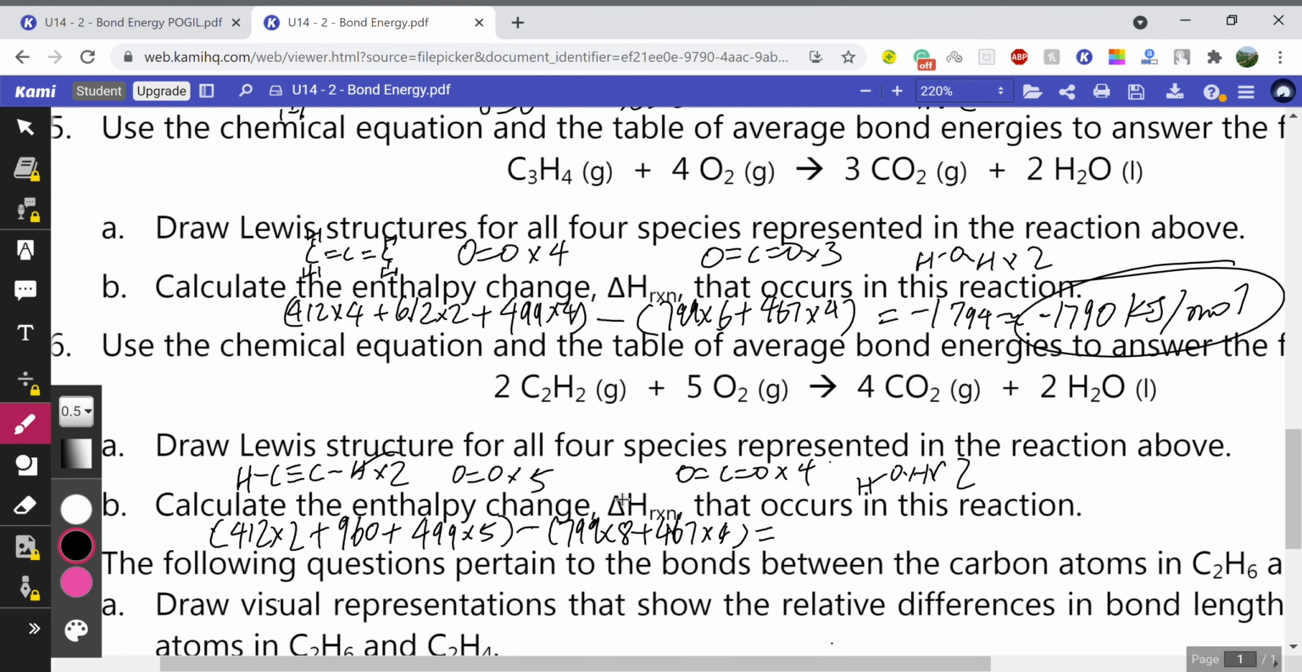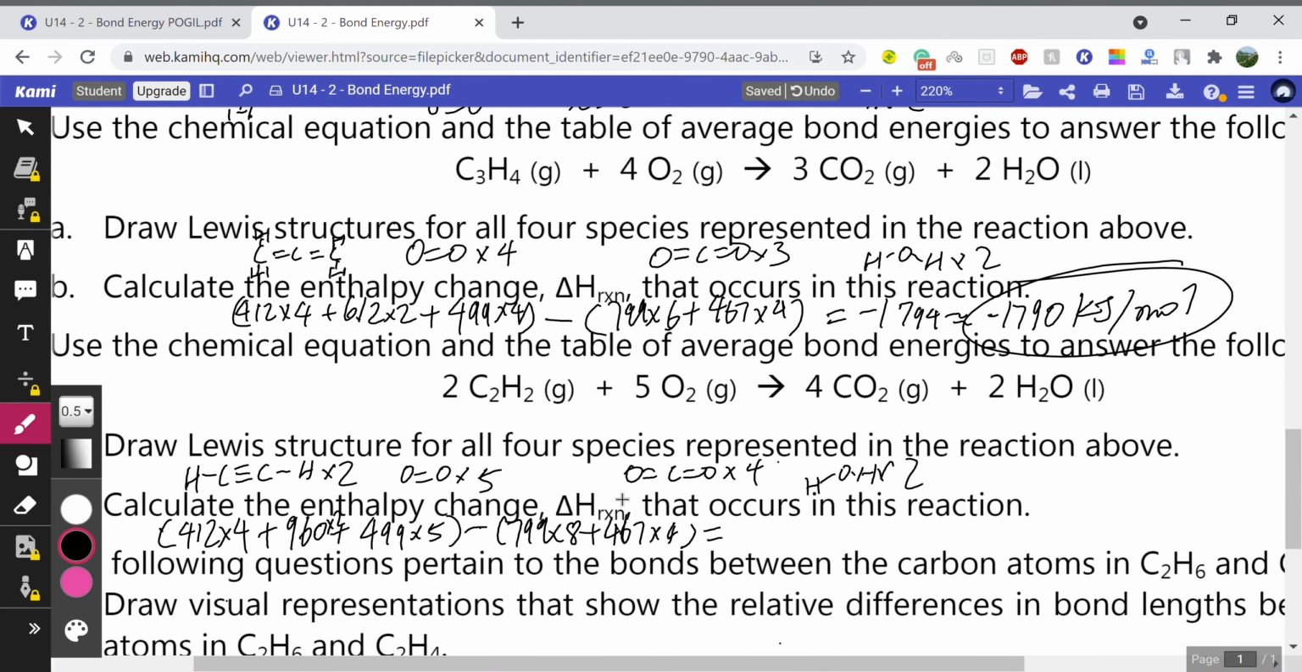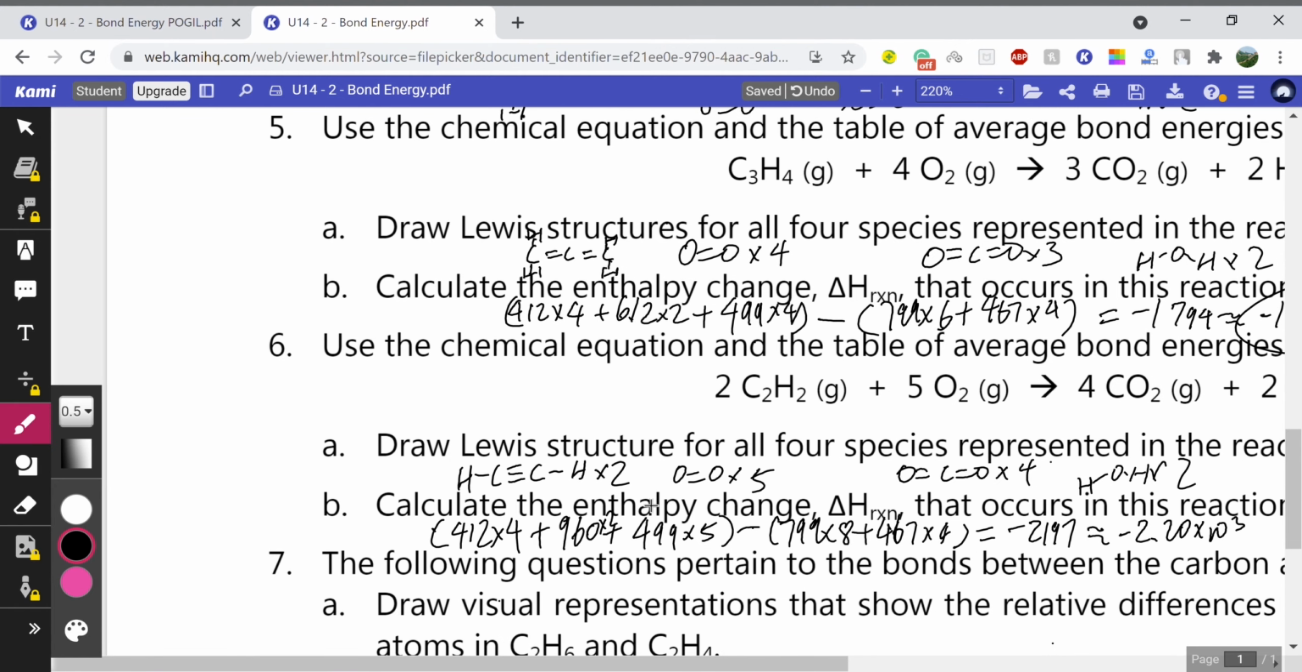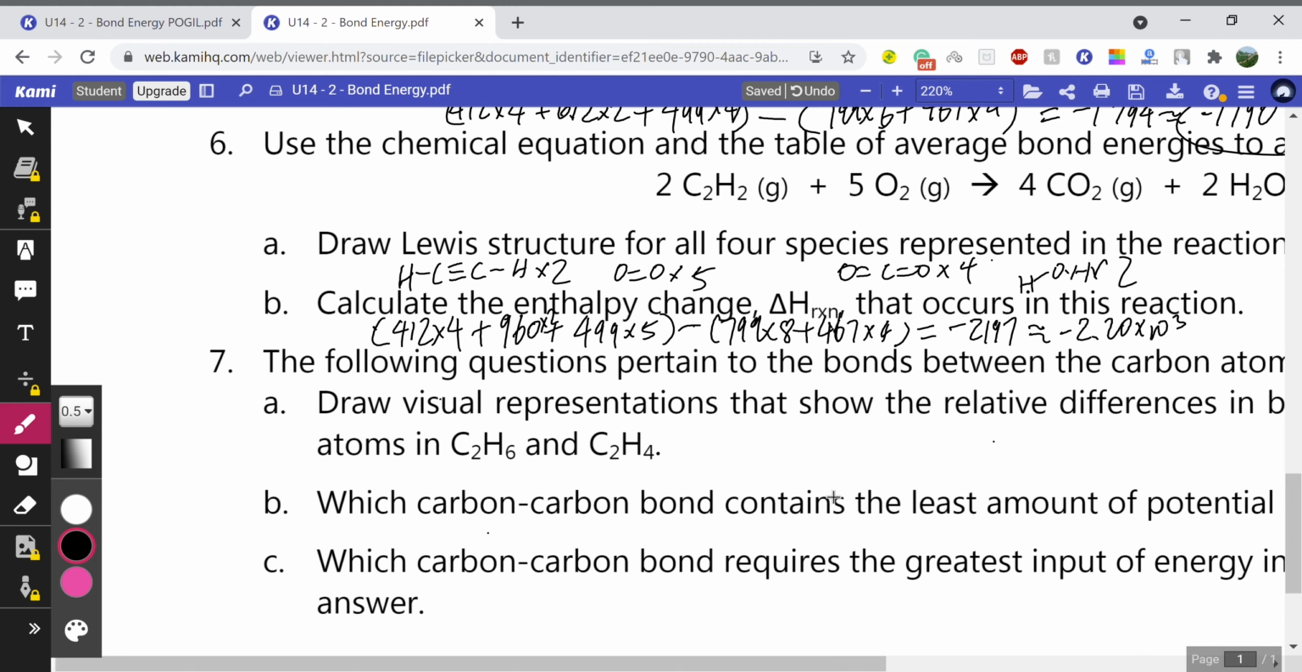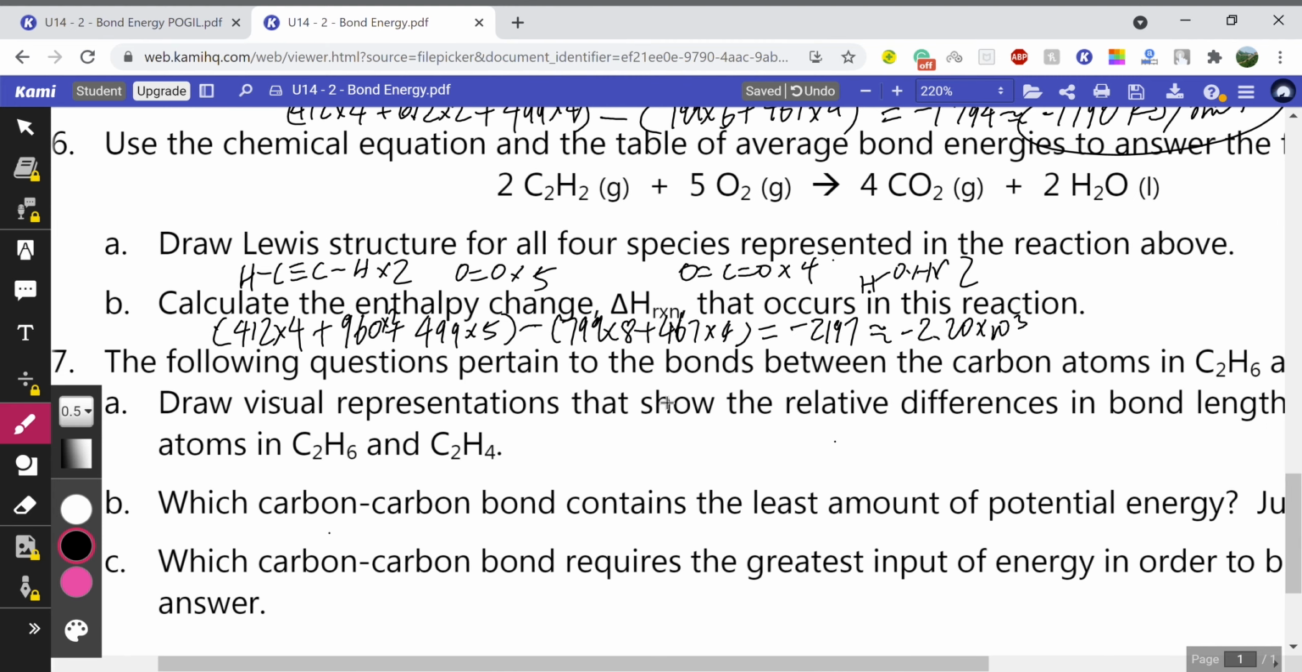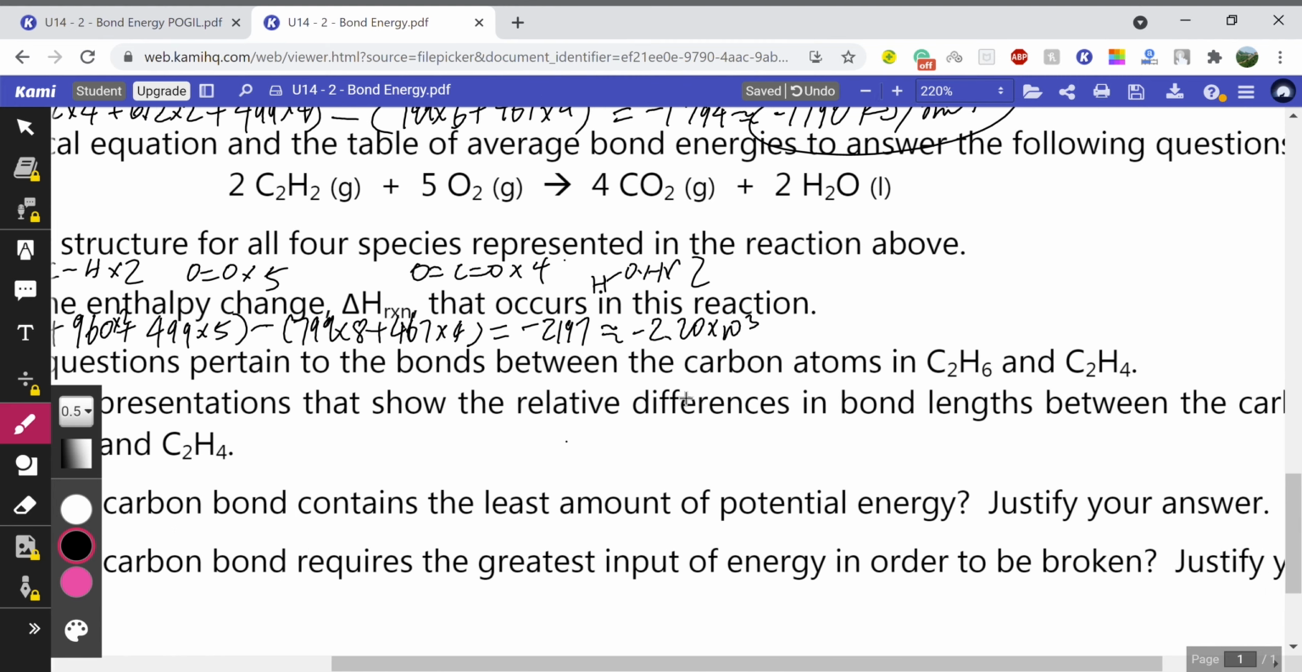Oops, sorry, there's 2 of this. So actually this will be times 4, and this will be times 2. Sorry, so this will be 412 times 4 plus 960 times 2 plus 499 times 5 minus 799 times 8 plus 467 times 4. That will give us an answer of negative 2197, which is approximately negative 2.20 times 10 to the 3rd power. And just make sure that when you're cutting bonds, you take the coefficient, the number of moles into account.